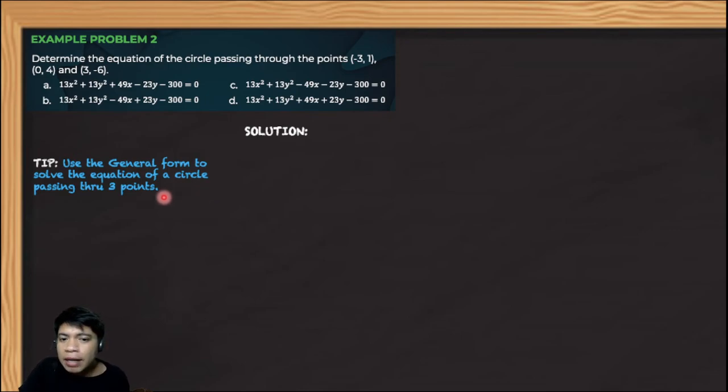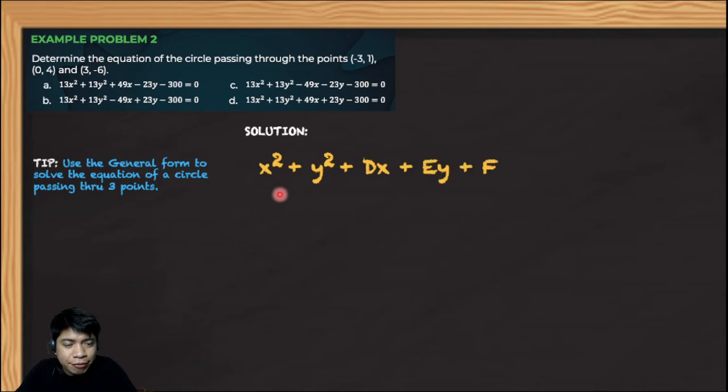Take note, guys, kailangan 3 points, kasi di ba nga yung ating equation is x squared plus y squared plus dx plus ey plus f equals to 0. So, bakit 3 points? Kasi tatlo yung ating unknowns dito, yung d, yung e, at saka yung f. Okay? So, kaya kailangan natin ng 3 points. Okay, so ang gagawin natin, guys, is isa-isa nating isa-substitute yung mga points na nandito sa problem sa ating general form ng equation.